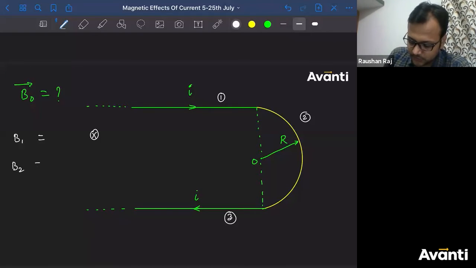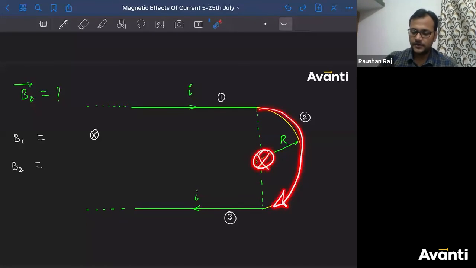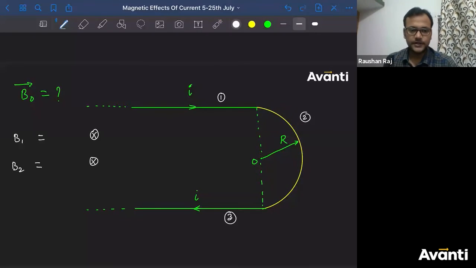What is the direction of B2? Into the plane, out of the plane. Direction of B2 will be out, are you sure? Do it yourself. I have not explained anything. I have just got the answer from you guys, and I have verified that that is correct. Tell me guys, what is the direction of magnetic field lines because of the second part? Everybody has told into the plane, correct? Curl your right hand fingers like this. Thumb will be into the plane. Very good. B1 will be out of the plane.